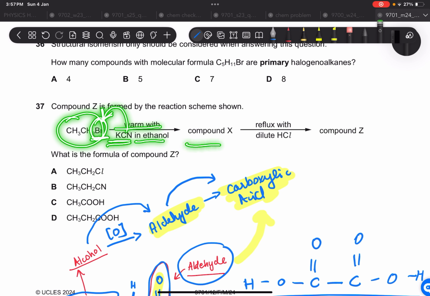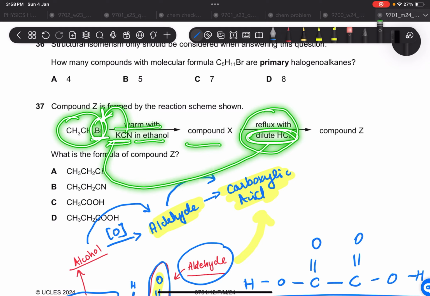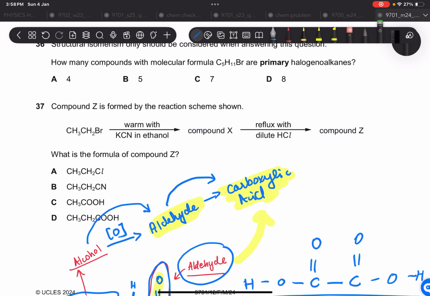Then we form a compound X, and then we have reflux with dilute HCl. You know, when we have HCl, we do acidic hydrolysis of a nitrile group. It converts into an acid group. Okay? I think that's crystal clear. The answer, you don't even need to think.